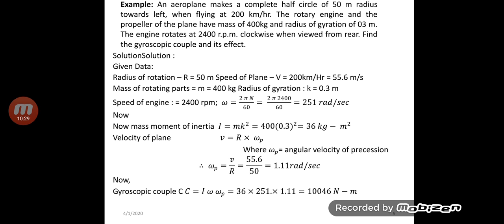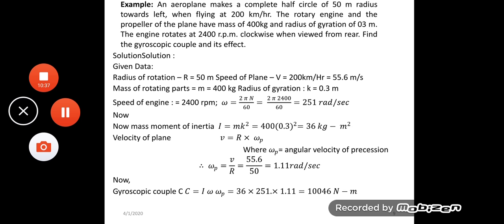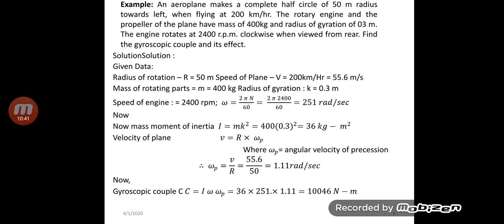And the effect of that couple is that we have to find what will happen to the aeroplane, whether the nose will get up or the nose will get down. Now the effect is judged as, in our case, the aeroplane is taking a left turn and the engine is rotating in clockwise direction when viewed from the rear. Hence, the nose of that aeroplane will rise and automatically the tail will dip. That is what we actually have to write there as the effect of that gyroscopic couple on the aeroplane.